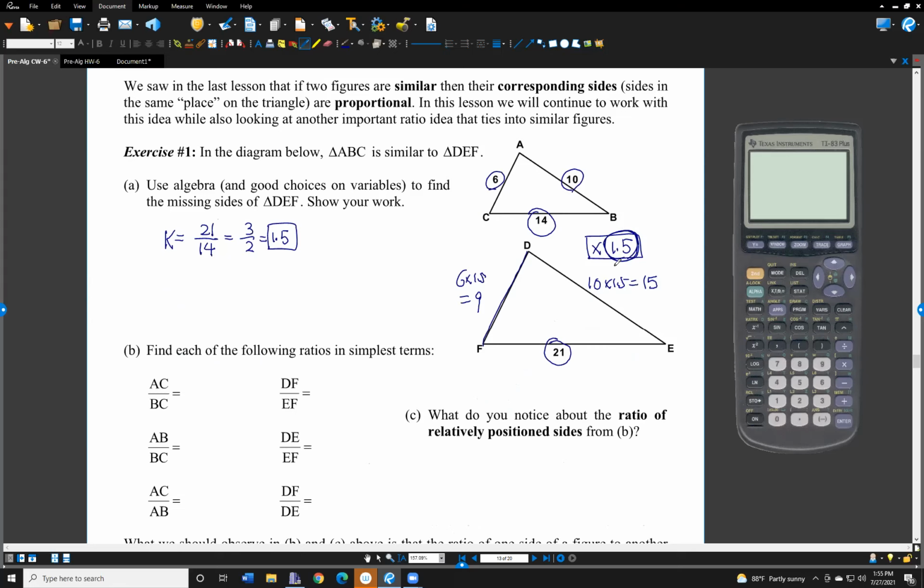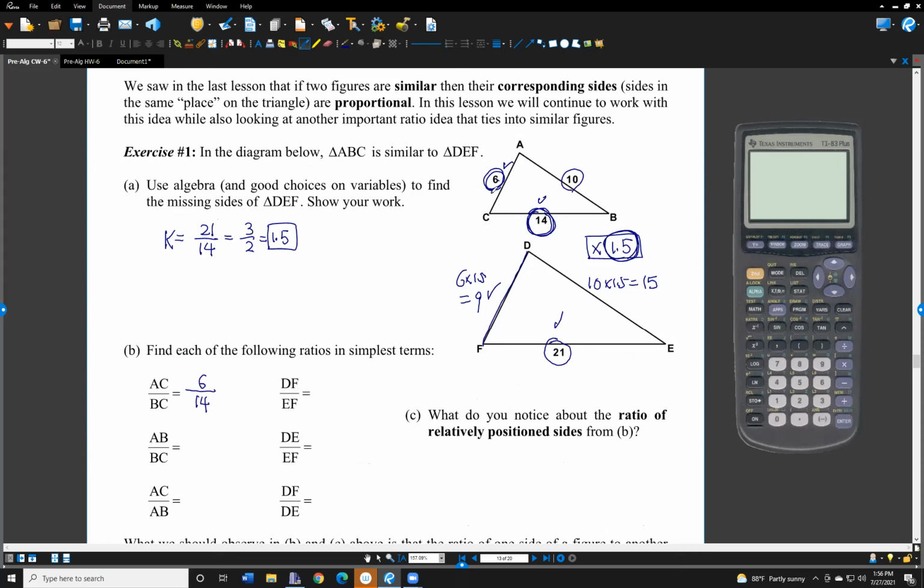AC, can you see that? AC is 6. This is 14. AC over the relative ratio. Again, the same triangle. We're going to use these two. The next one over here, we're going to use these two. That is the relative ratio. Same thing. Okay, check it out.